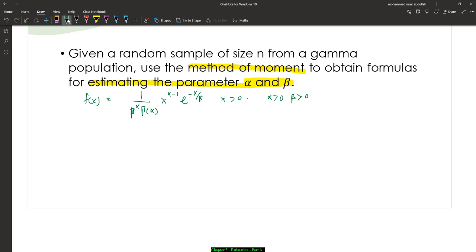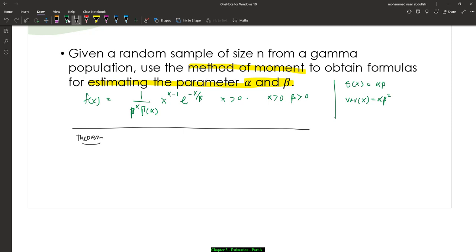So we know that from the prior knowledge, right? The expected of x for gamma is alpha beta, and the variance of gamma distribution is alpha beta squared, right? Alpha beta squared, right? Let's say if you don't really know the mean and expected value, you can remember this theorem. So look at the theorem.